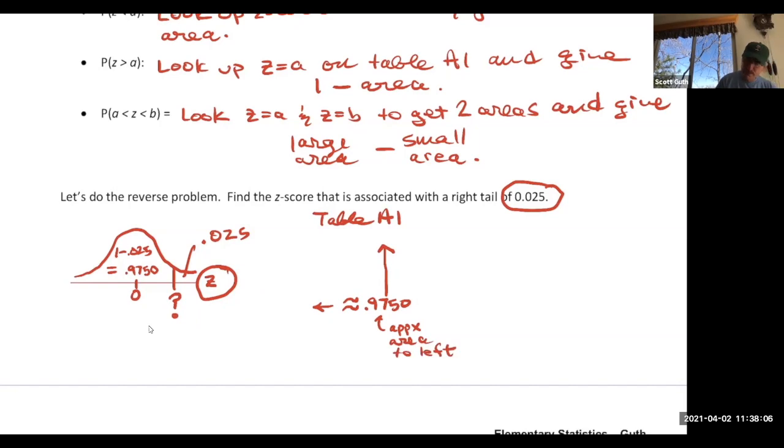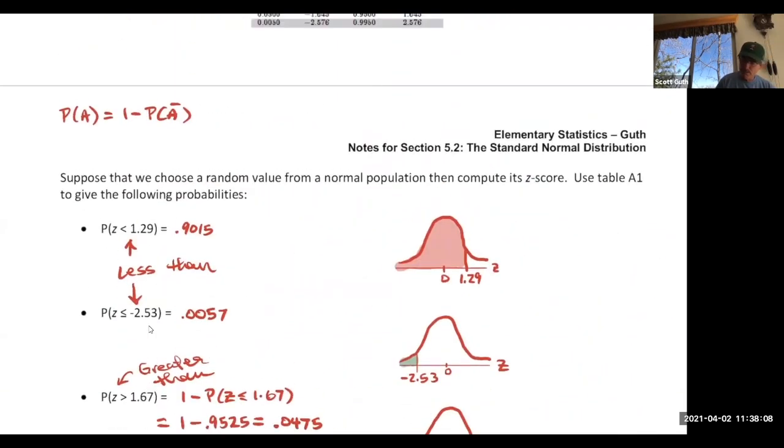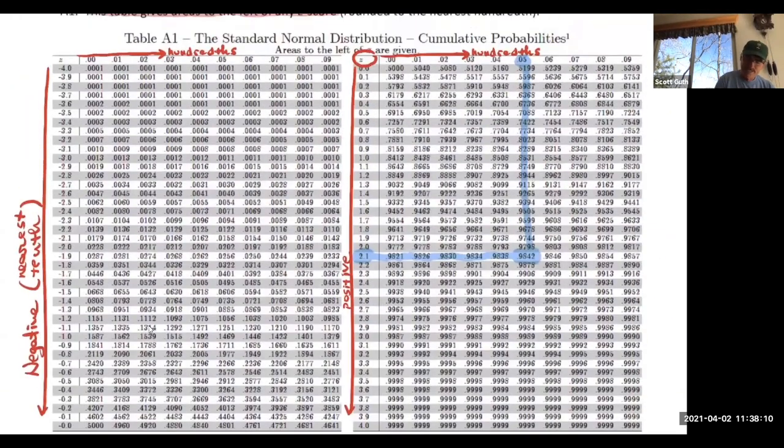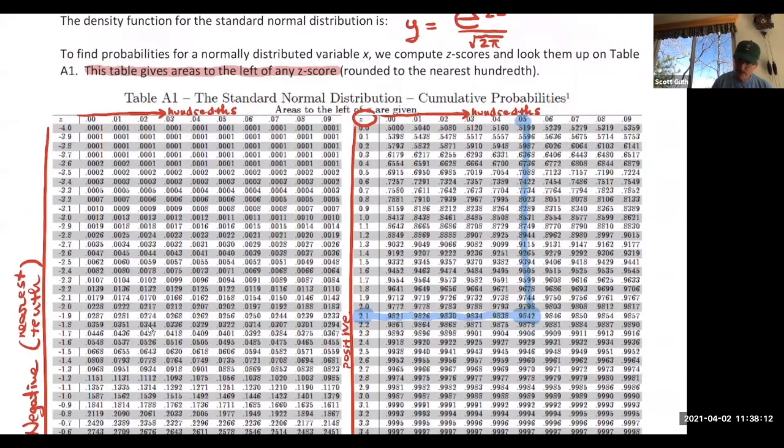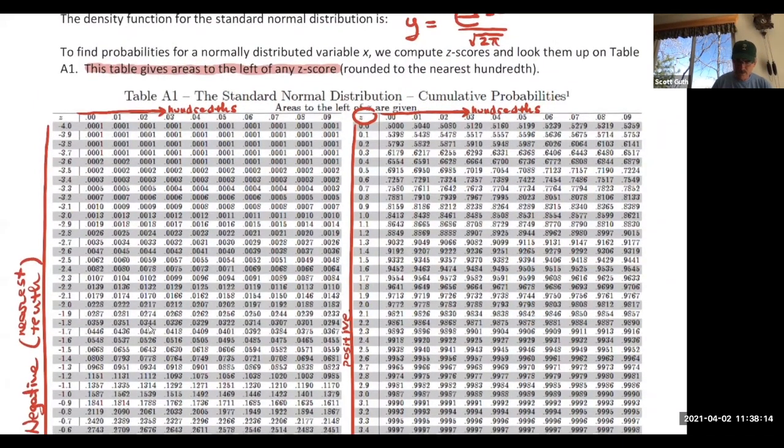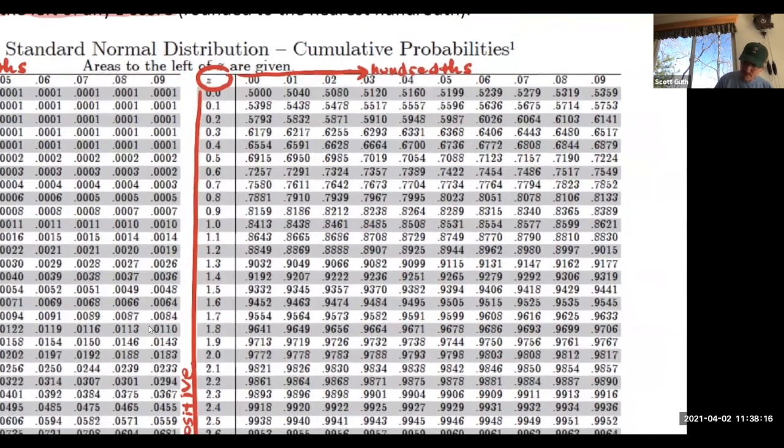And so you have to find that on the table in the body of the thing. So it's sort of horrible. You have to scan all these numbers for 0.9750. You'll actually find it if you look right, not that one. Where are you? Here.